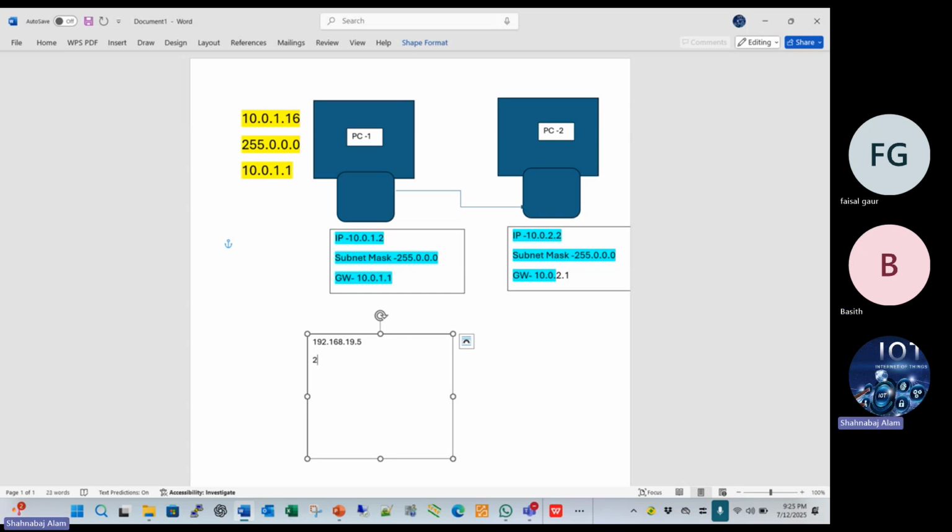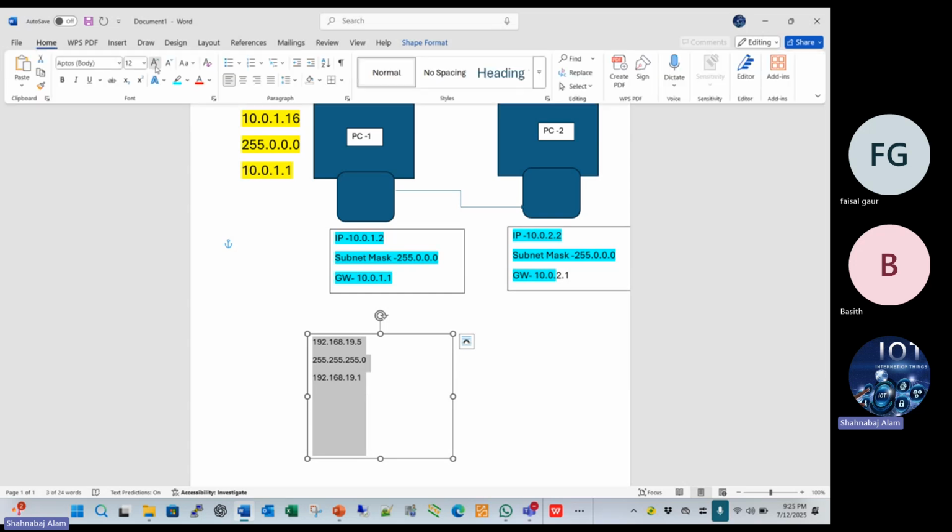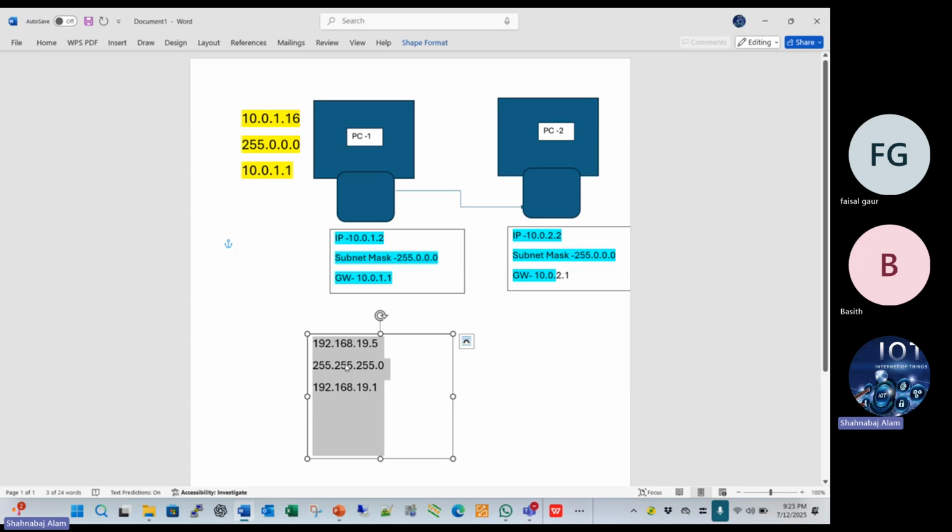This is the subnet mask 255.255.255.0 and the gateway is 192.168.19.1. The last will be one, right? Yes, the last will be one because this is a class C IP address, and in a class C IP address the first three octets will be the network ID and the last one is the host ID.